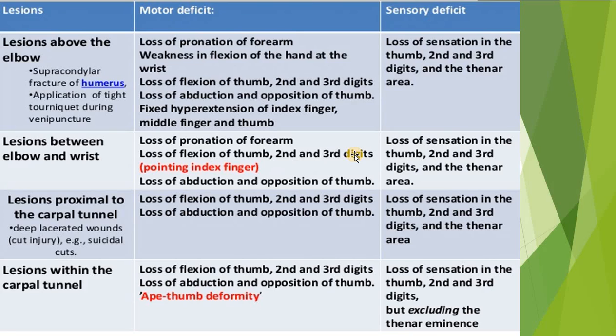Lesions within the carpal tunnel will affect the thumb and digits. Ape thumb deformity will be prominent, with loss of abduction. Loss of sensation will be there in the second and third digits, excluding the thenar eminence, as you all know, because that nerve is spared.